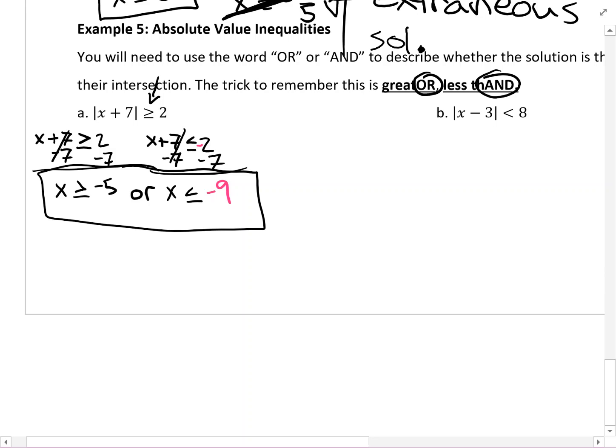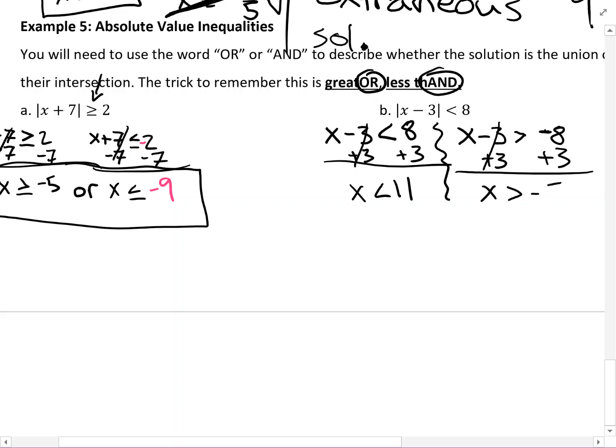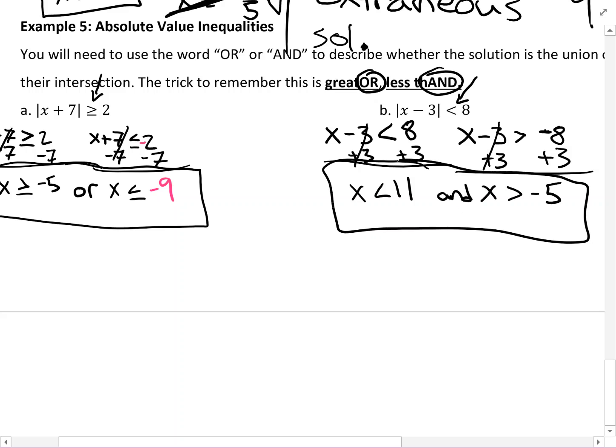Next one, very similar. We get our cases. X minus 3 is less than 8. X minus 3 is greater than -8. I'm going to rewrite my inequality because it looks like a 7 almost. Now we solve these. All right, last step. We don't have to check, but we do have to say or and. So look at the original inequality. This is a less than, less than, less than. So write the word and you are finished.